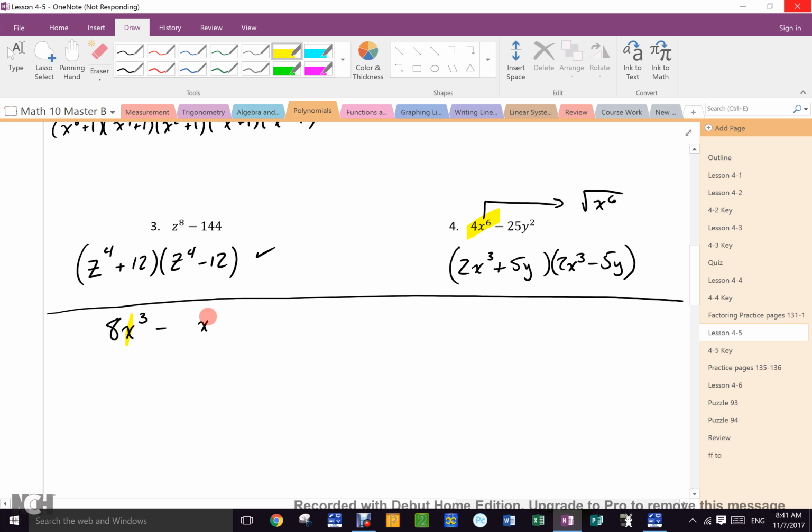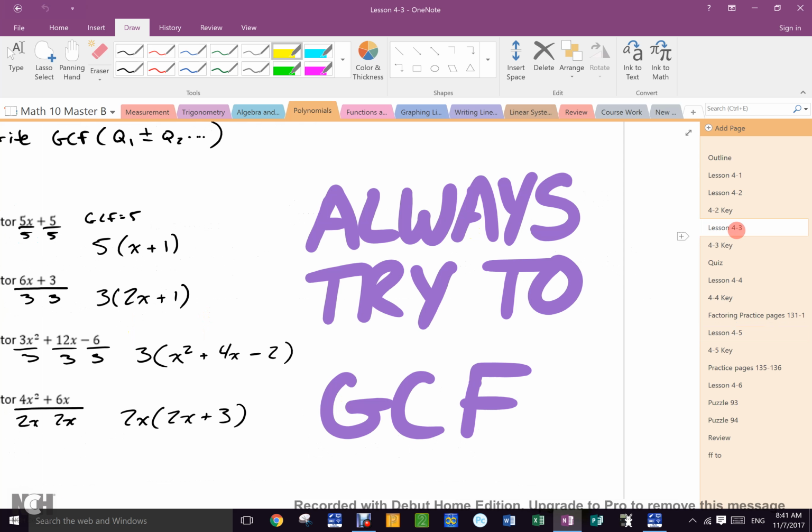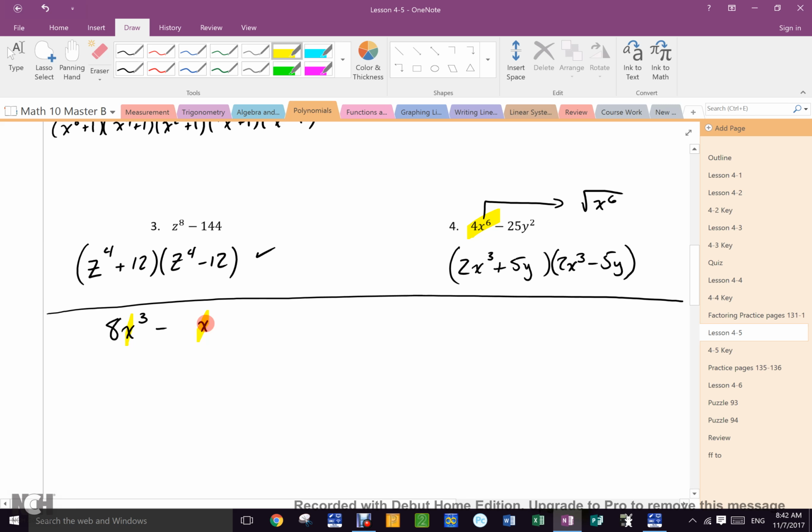I can do... What can I do? GCF. Great. So what would I try there? What is the common factor? So I'm going to divide by x. What do I get? X, 8x squared minus 1, yes?